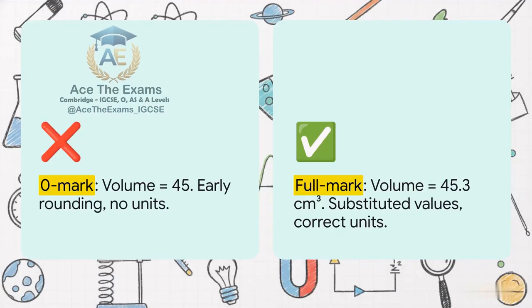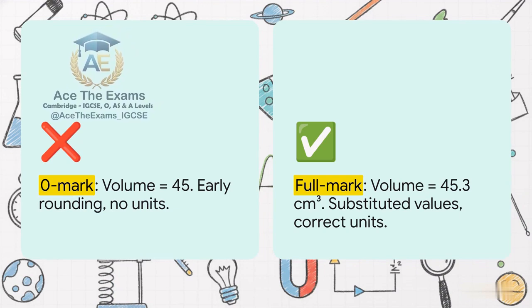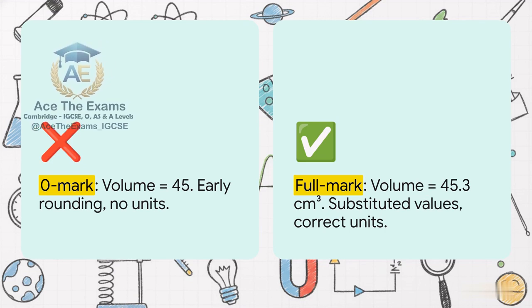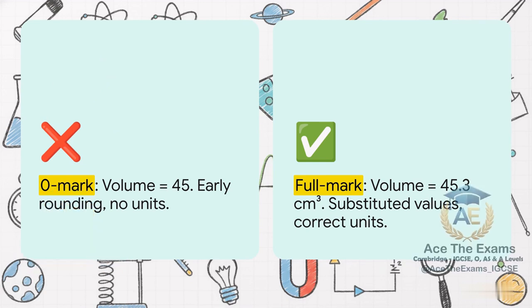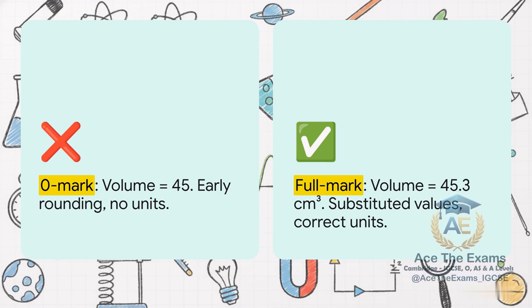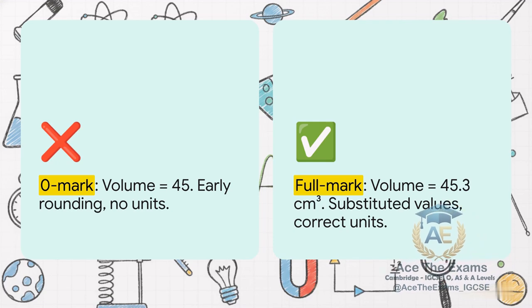Take a look at the left here. Volume equals 45. Boom, 0 marks. But on the right, volume equals 45.3 centimeters cubed. Full marks. The difference? The student on the left rounded way too early and completely forgot the unit. In Cambridge Physics, dropping a unit or messing up a significant figure doesn't just lose you a tiny point, it can literally drop you an entire grade boundary. The stakes are massive from the very first second of your exam.